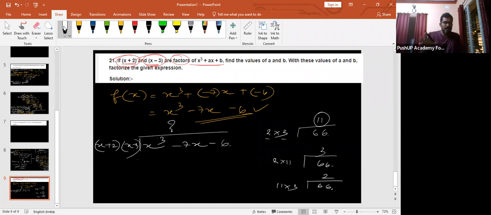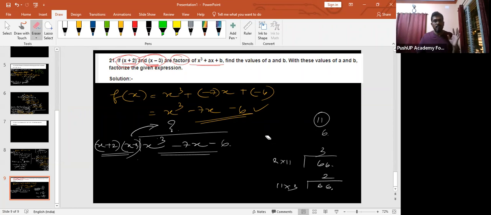If 66 could be written as 2 into 3 as the divisor and 11 as the quotient, I can write x cube minus 7x minus 6 as x plus 2 into x minus 3 into whatever quotient I get over here. Its result, x cube minus 7x minus 6, is absolutely right. So did you all follow this? It's clear, right? Yes, Caitlin? Sir, I just took x plus 2 and divided it, sir. That is also correct. No problem. Whatever you did is absolutely correct.